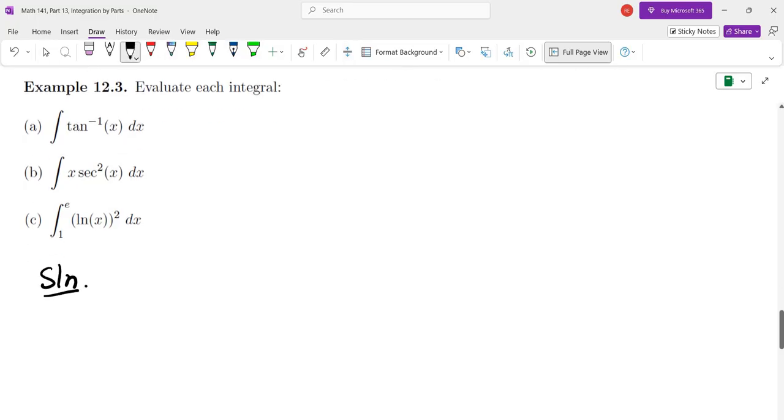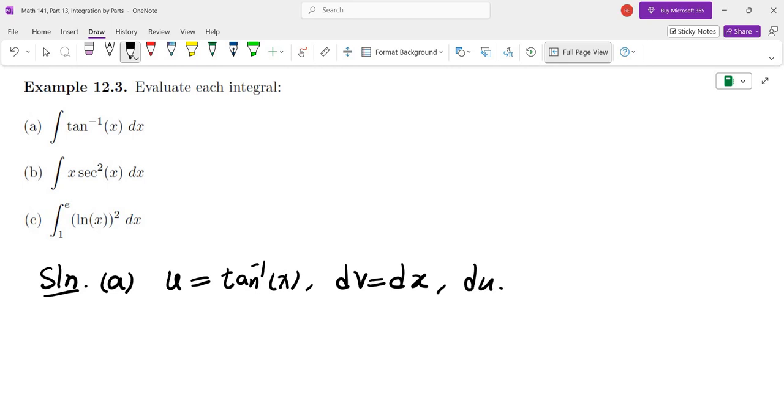Evaluate each integral. Similar to before, integrating tan inverse is the objective of the problem. So we really don't have a lot of choices. The only choice is really just to take u equals tan inverse of x and dv equals dx. So the derivative of u is 1 over 1 plus x squared, and v is just x.